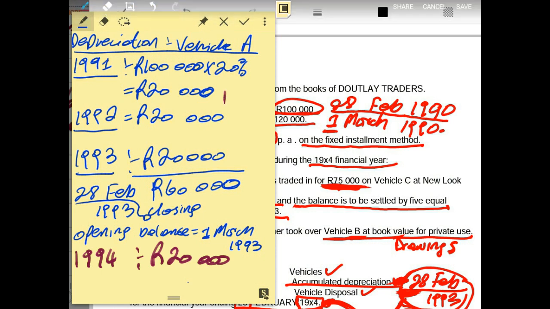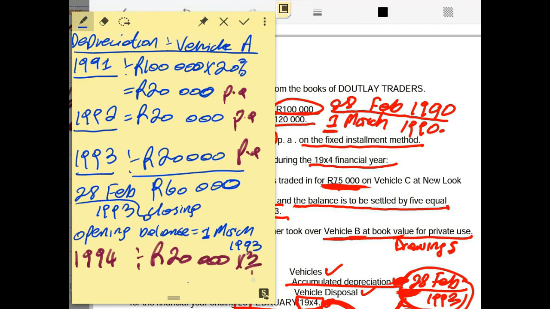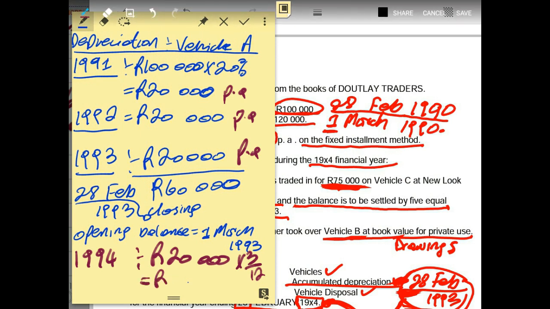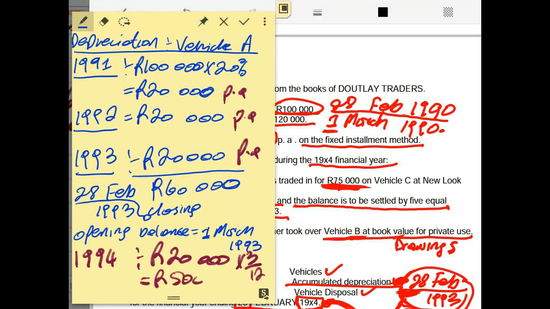We know that it is per annum, and that is depreciation for the full year. Then we times that by 3 over 12 months, and that will give us a depreciation of 5,000 rands.